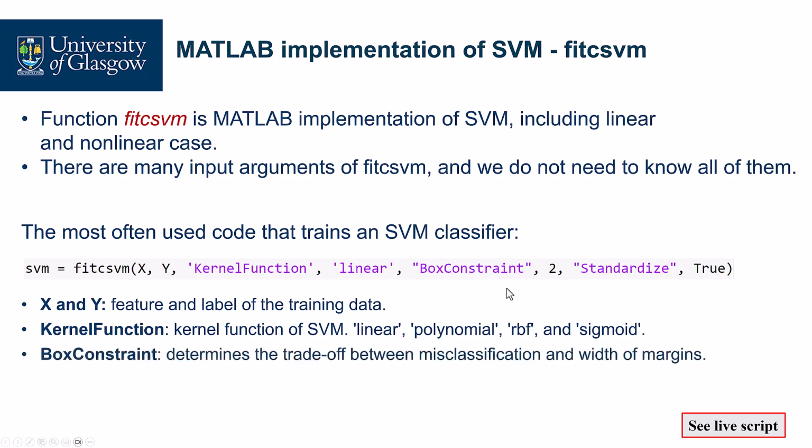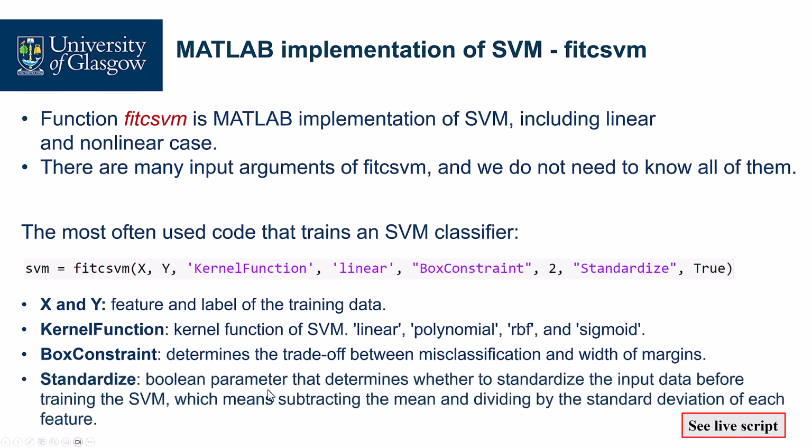Next is the box constraint. What is the box constraint? I think you may remember the C, the C that penalizes the misclassification. That is the box constraint. It trades off the misclassification and the width of the margin. The larger the width, the more misclassification, but the more generalization ability. So this is the box constraint, the C value.